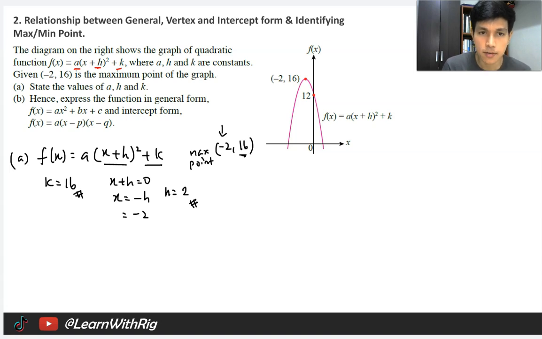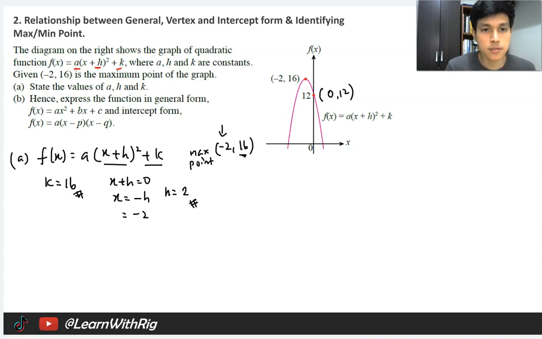How do you find the a value? Now there is no easy way to find the a value. The only way is by taking any point on this quadratic function. In this case, I'm going to take this point, because that's the only point where I know the x and y value, apart from the maximum. So I'm going to take this, which should be (0, 12).